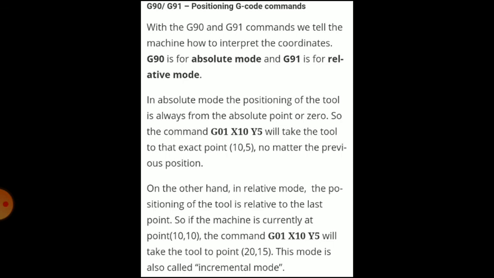In absolute mode, the positioning of the tool is always from the absolute point, or 0. So the command G01 X10 Y5 will take the tool to the exact point 10, 5, no matter the previous position. On the other hand, in relative or incremental mode, the positioning of the tool is relative to the last point. So if the machine is currently at the point 10, 10, the command G01 X10 Y5 will take the tool to the point 20, 15. This mode is called incremental mode.